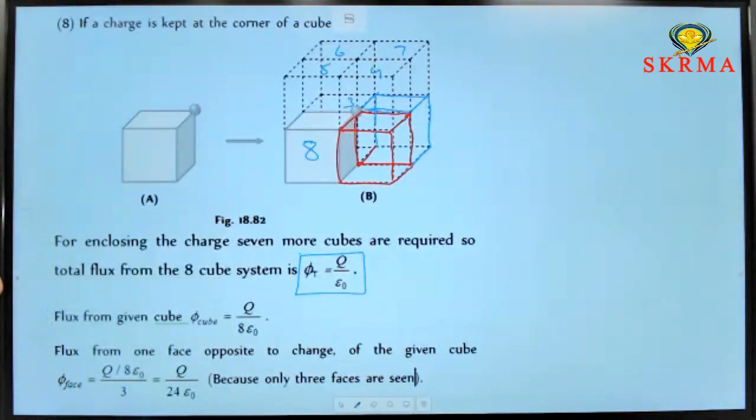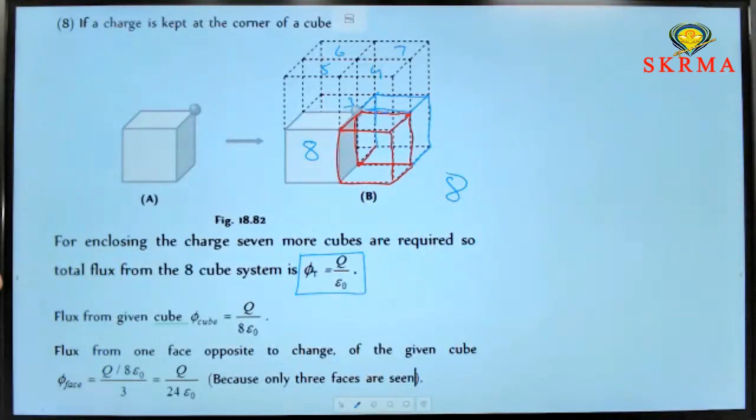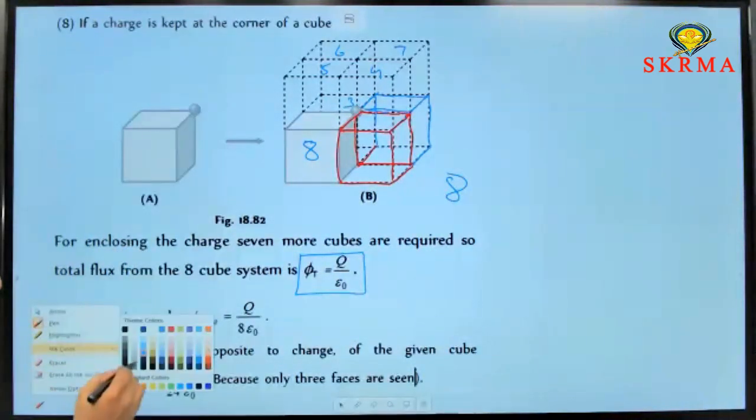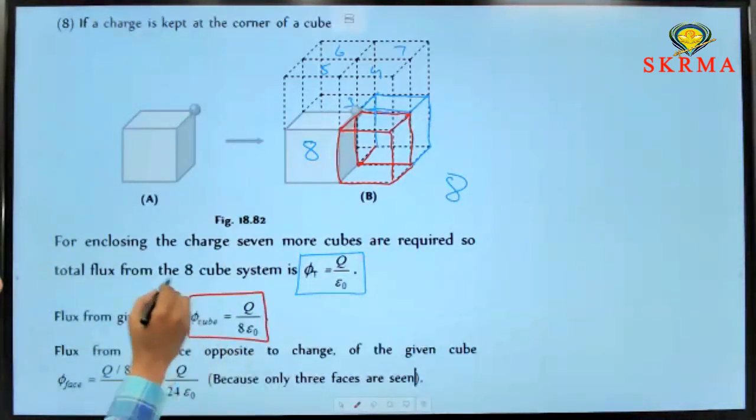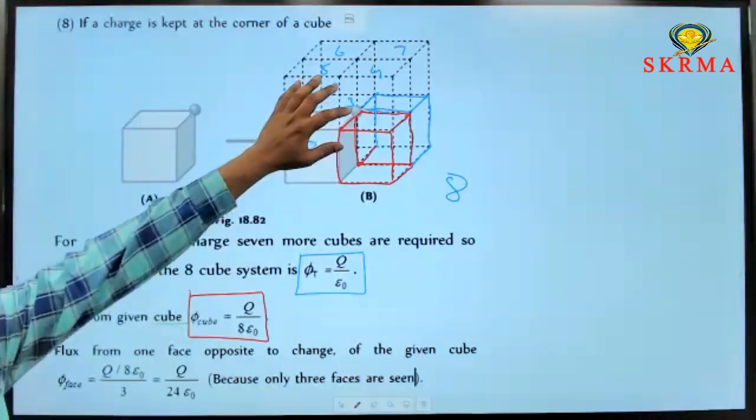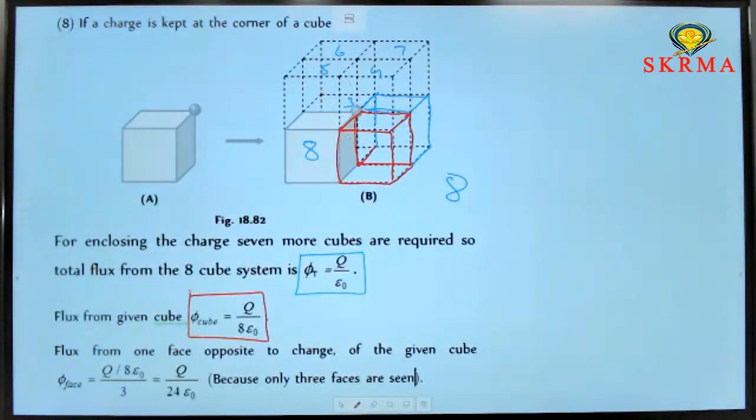Now the flux passing through each cube. How many cubes are there? 8 cubes are there. So the flux passing through each cube is how much? Q by 8 epsilon naught, because a total of 8 cubes are there. So the flux passing through each cube is Q by 8 epsilon naught.